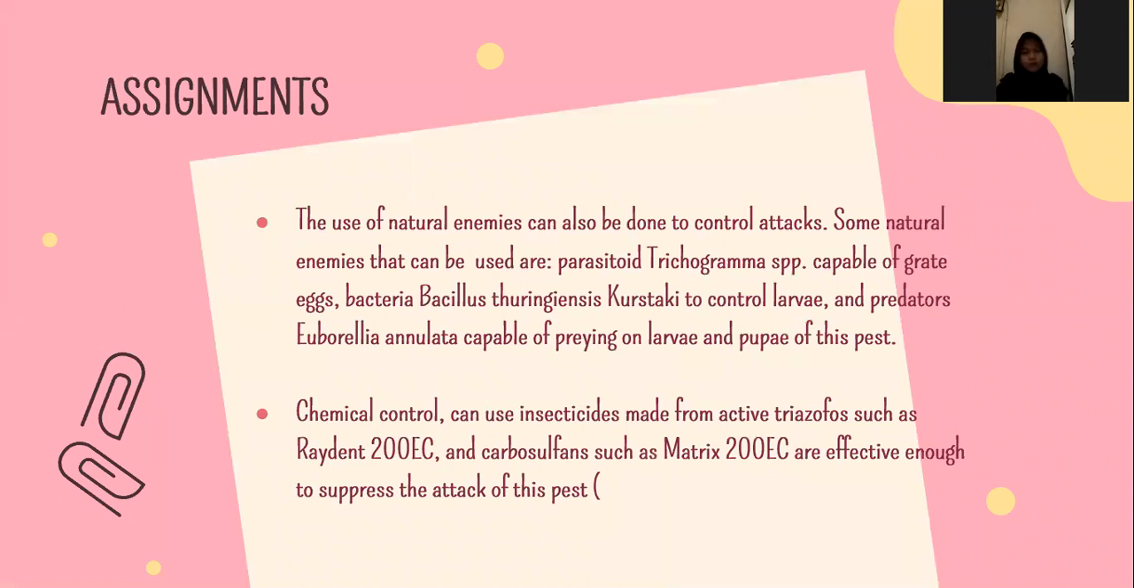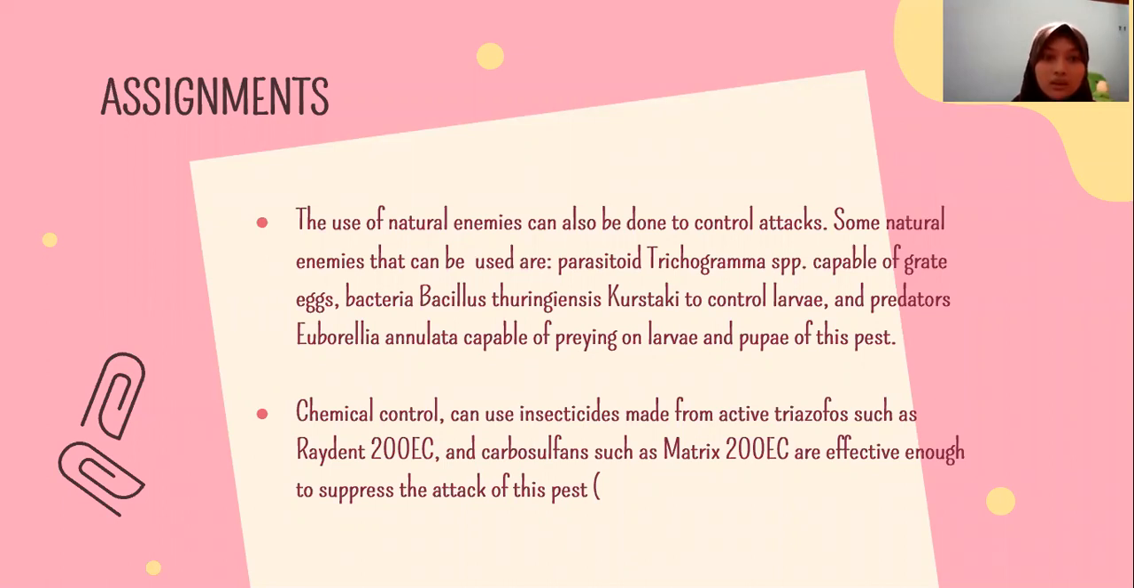The use of natural enemies can also be done to control attacks. Some natural enemies that can be used are the parasitoid Trichogramma sp., bacteria Bacillus thuringiensis kurstaki to control larvae, and predators such as Euborellia annulata, capable of preying on larvae and pupae of this pest.